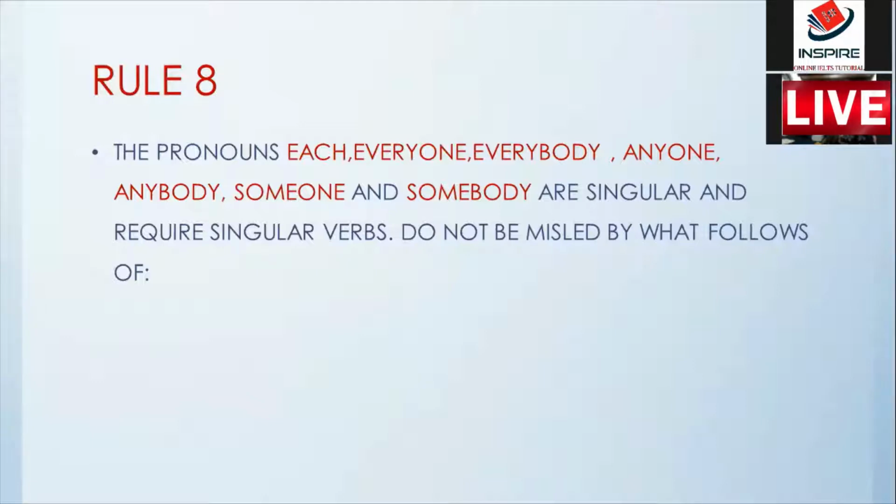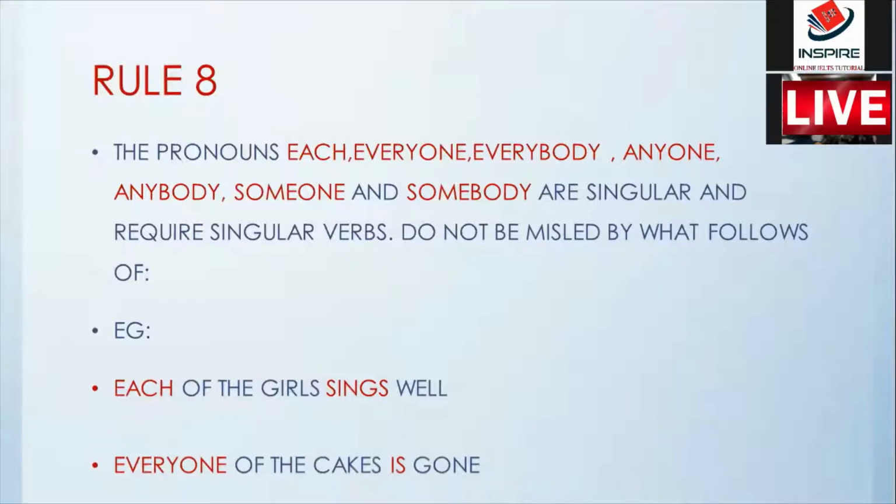Do not be misled by what follows of. For example, each of the girls sings well. Why does it come as sings? Each of the girls sings well. Here, each is the subject. Even though the sentence is like each of the girls, we haven't taken up the plural verb. Why? Because each is there. That's why we have taken the singular verb, sings. Each is a singular subject.